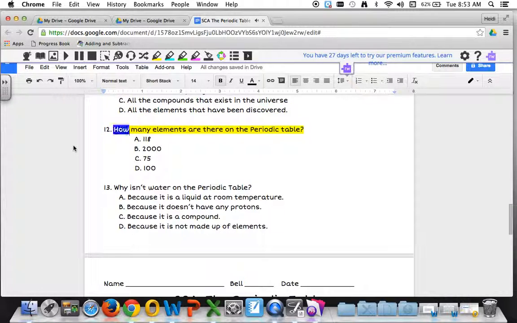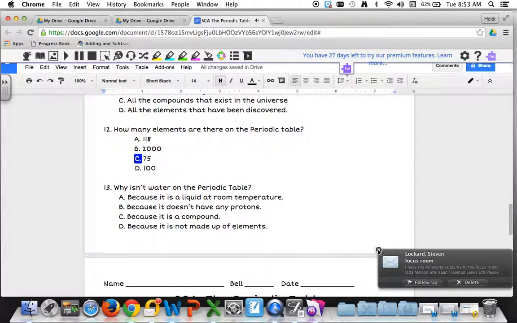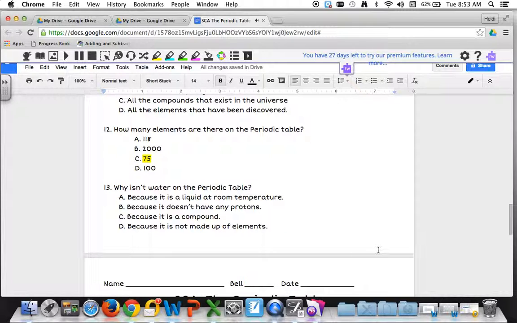12. How many elements are there on the periodic table? A. 118. B. 2000. C. 75. D. 100. 13. Why isn't water on the periodic table? A. Because it is a liquid at room temperature. B. Because it doesn't have any protons. C. Because it is a compound. D. Because it is not made up of elements.